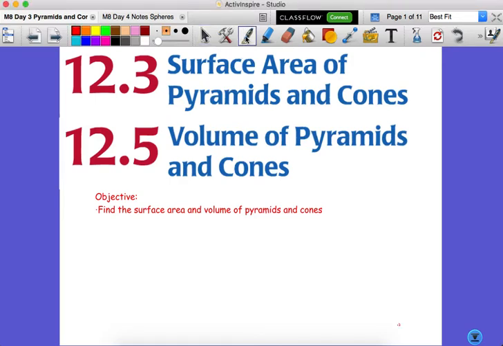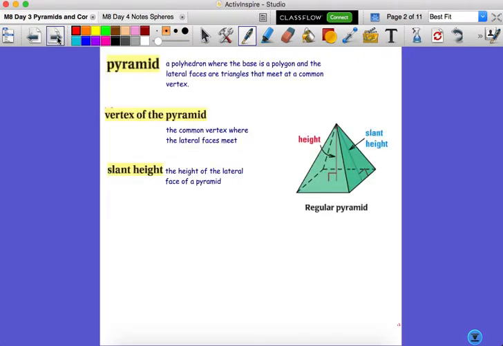Today we're going to look at surface area and volume of pyramids and cones. So a pyramid is a polyhedron where the base is a polygon and the lateral faces are triangles, which really means that we can either have a square base, a rectangular base, a triangular base. We've got some sort of polygon, meaning no curves, as our base, and all of the other surfaces are triangles.